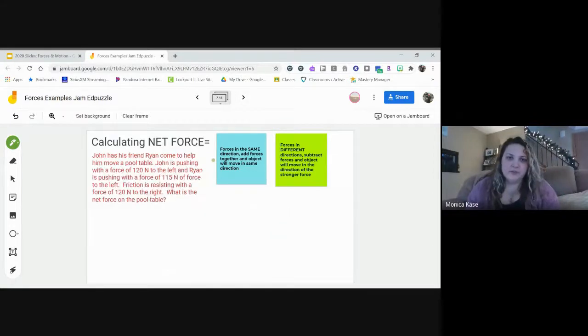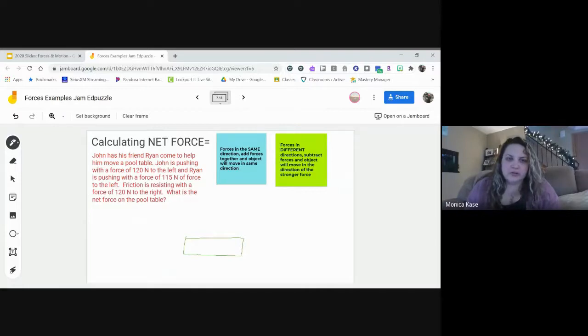Right, so John has his friend Ryan come to help him move the pool table. John is pushing with a force of 120 newtons to the left, and Ryan is pushing with a force of 115 newtons of force to the left. Friction is resisting with a force of 120 newtons to the right. What is the net force on the pool table?